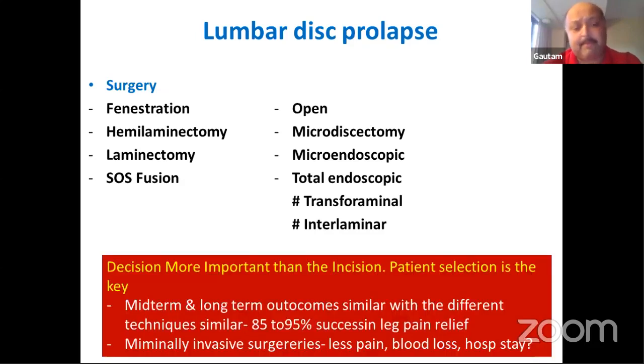So remember, the message that ASSI wants to give all of you is that the decision is more important than the incision. Patient selection is the key to a good outcome. The mid-term and long-term outcomes are similar with different techniques, about 85 to 95% success in leg pain relief. The minimally invasive surgery may be more helpful in the acute stage with less pain, less blood loss, and less hospital stay.